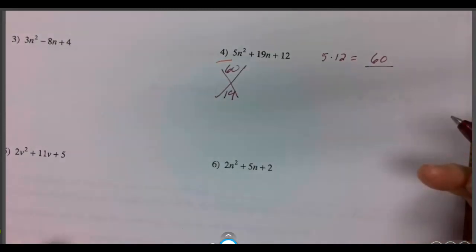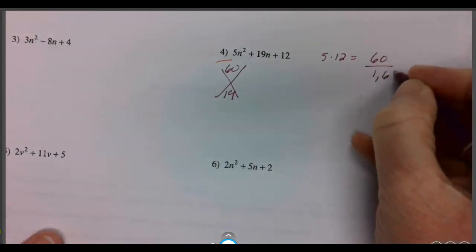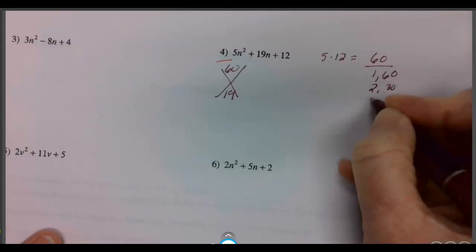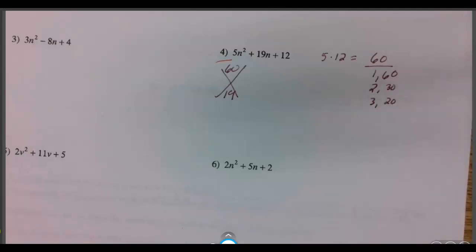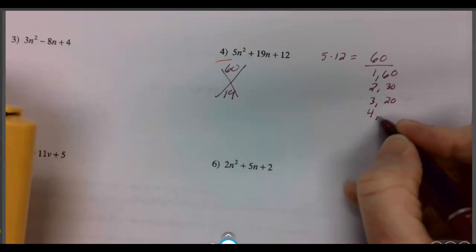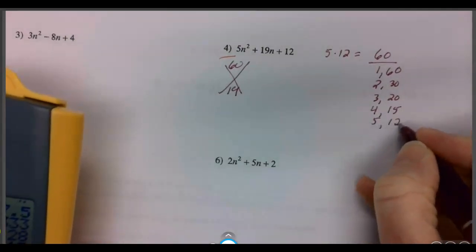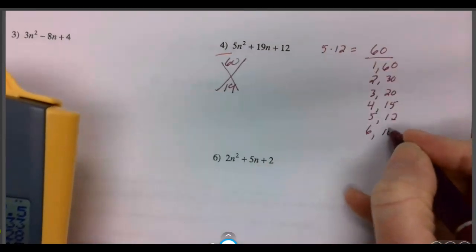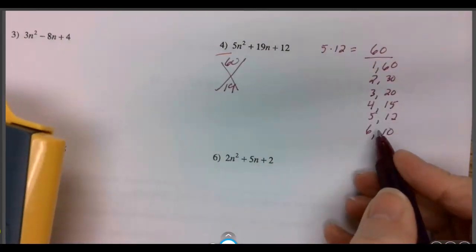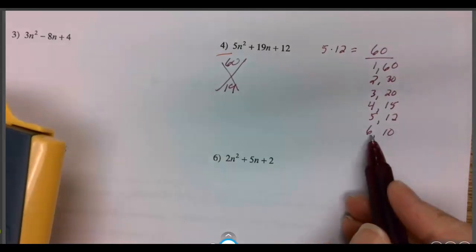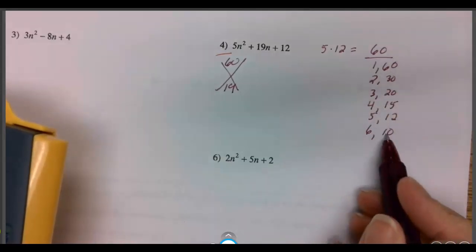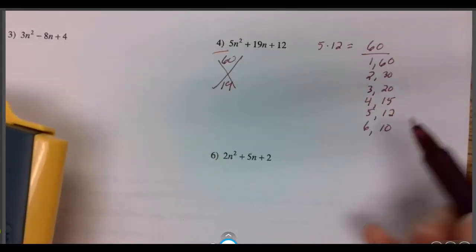We want to find the factors of 60. 1 and 60, 2 and 30, 3 and 20. Does 4 go into it? So we take our calculator, 60 divided by 4. It does. It goes in 15 times. 5 goes into it 12. We just did that. 6 goes into it 10. Does 7 go in? Nope. Does 8 go in? Nope. Does 9 go in? Nope. So we know we have all of them listed because there are no factors between these bottom two.